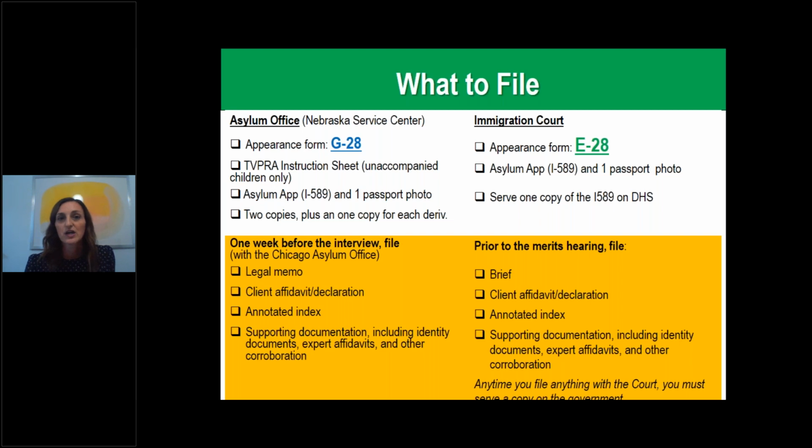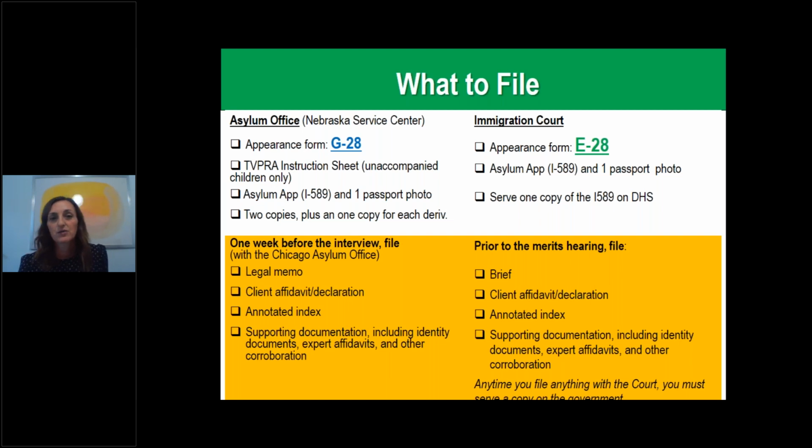In both cases, you're going to be preparing your client's affidavit or declaration, and you're probably going to spend the bulk of your time working with your client here. In both cases, you're presenting an annotated index, which is going to collect all of your supporting documentation, all of your evidence and corroborating documents that you're presenting, and then you're just pulling out those critical pieces and sharing those with the court or with the asylum office.